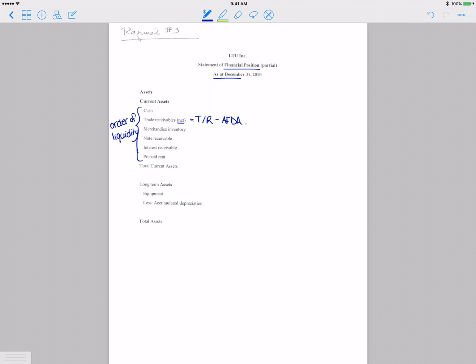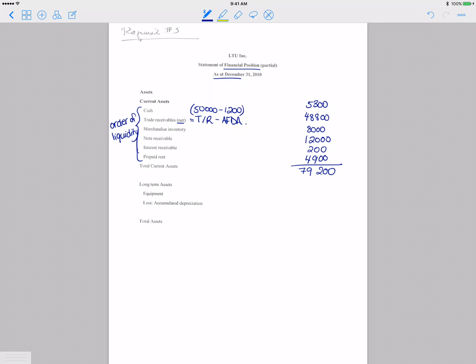Now, I'm simply going to put in the numbers, I'm not going to flip back and forth, it's not necessary. So our cash was at 5,300, and our net trade receivables, which here I can add in the calculation, which was done at 50,000 minus 1,200. And then we have 8,000 for the next one. Giving us a total of $79,200. This is our total current assets.